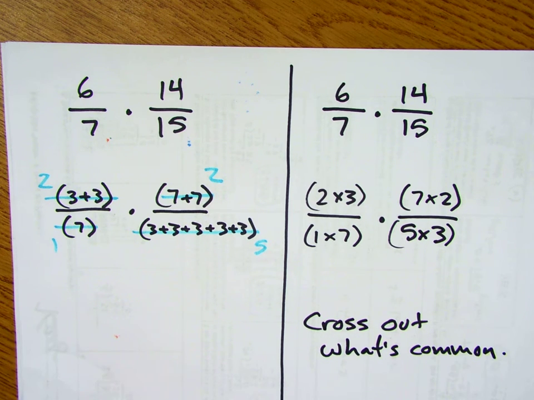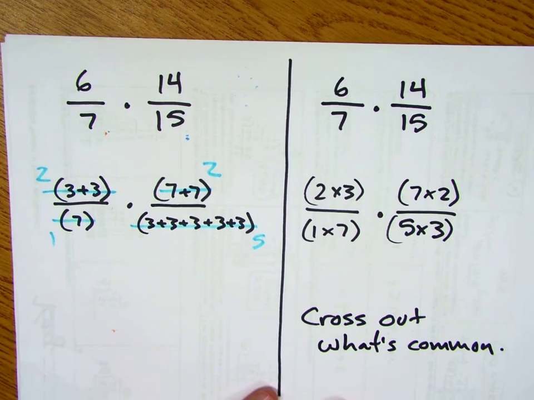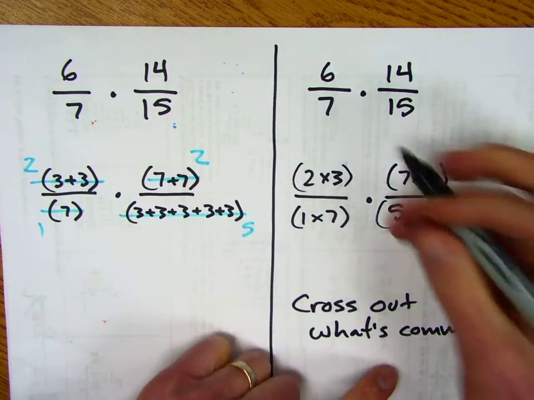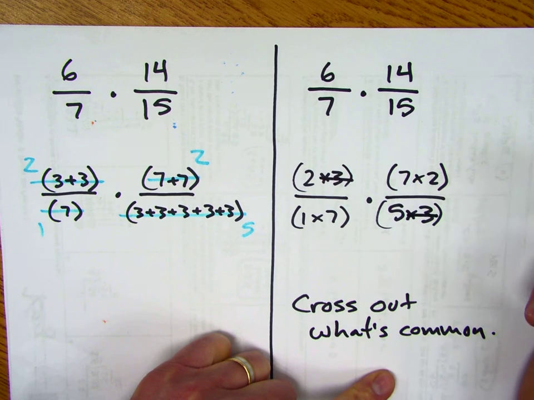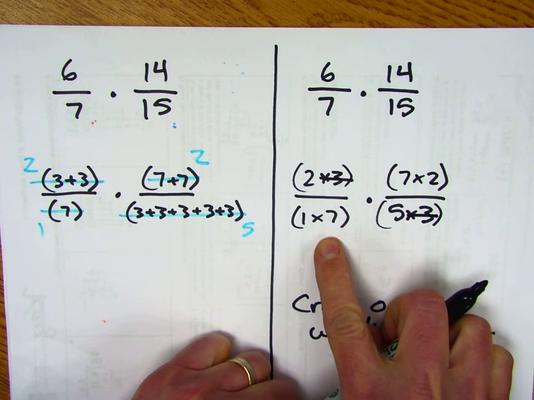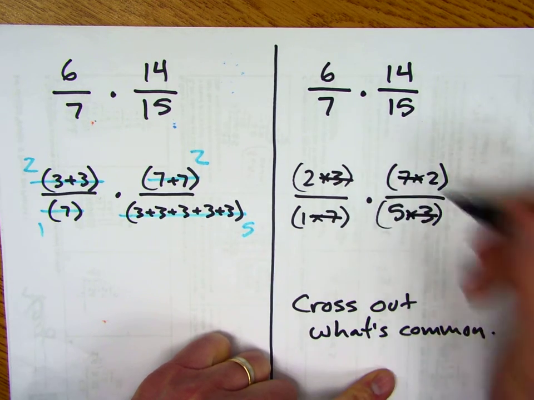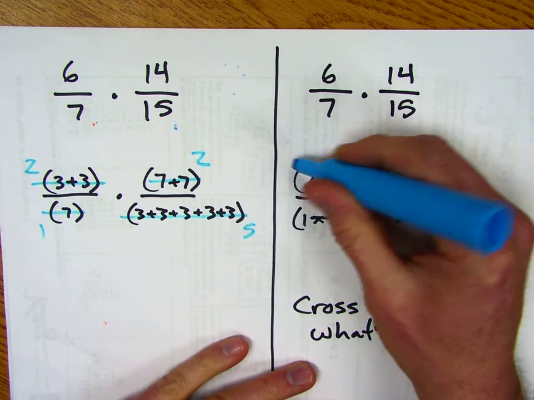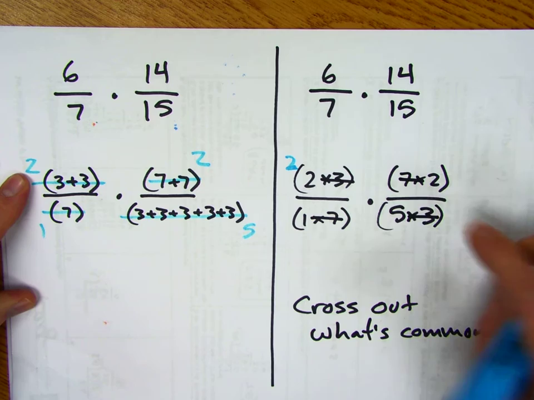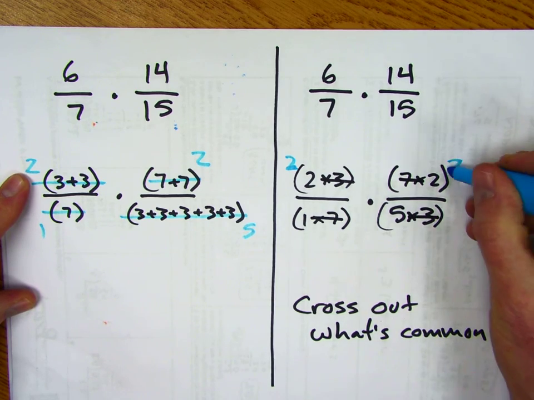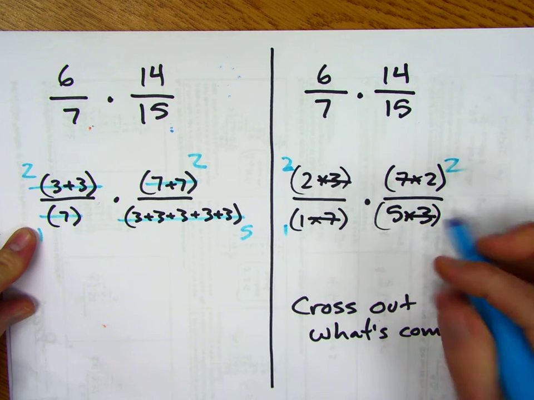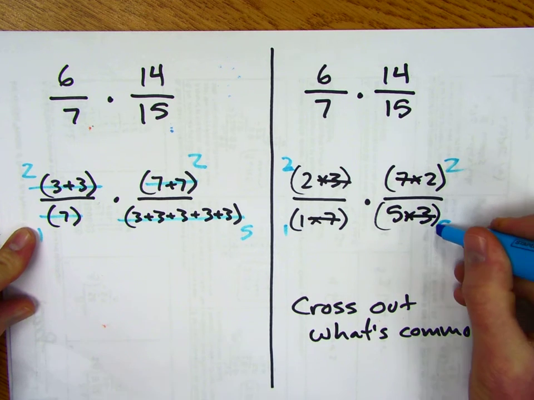It's a really handy idea in algebraic work. You're looking for the factor that's common diagonally. Well, it's the 3. So we cross it out, and we cross it out. What's common the other direction? It's the 7. Cross it out, and we're left with those same numbers. I'm left with a 2, just like I had here. I'm left with a 2, just like I had here. I'm left with a 1, just like I was left here. And I'm left with a 5, which is right here.